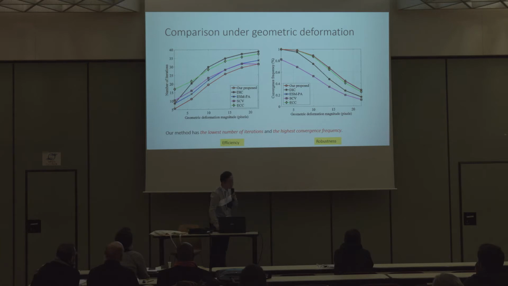The horizontal axis shows the geometric deformation magnitude in pixels. The first figure shows the number of iterations, and the second figure shows the convergence frequency. It can be seen that our method always has the lowest number of iterations and the highest convergence frequency. Particularly, compared with the DIC method, our method is much more robust than DIC.